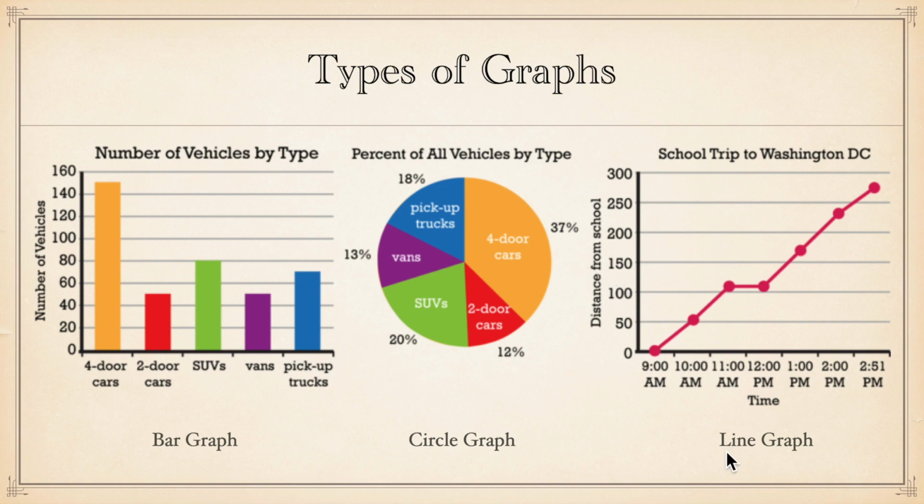And then you have line graphs, which basically show an independent variable on the x-axis, in this case time, and then a dependent variable on the y-axis, in this case distance from school.